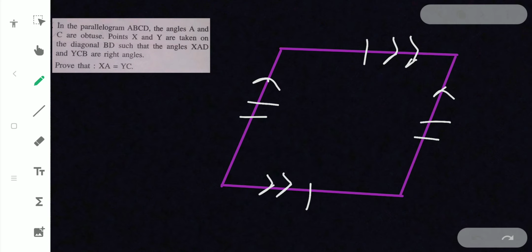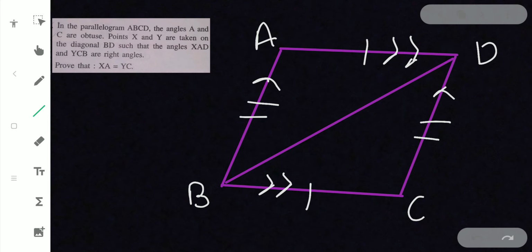So now what they asked to prove is, first they said to name the parallelogram ABCD. So let me name it A, B, C and D. Now we are having a diagonal drawn. So diagonal is nothing but from any vertex it is drawn to the opposite vertex. So that is called the diagonal in any quadrilateral.